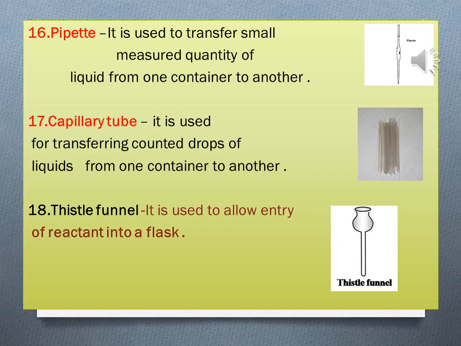Then after that next is thistle funnel. Now thistle funnel is used to allow entry of reactant into a flask. For example, whenever a chemical reaction takes place, you need reactants for the reaction to take place. So if any reactant is highly reactive in nature, so directly it is not reacting with the other compound. What we are doing, we are making use of thistle funnel. Thistle funnel you can see in the diagram has the opening on the top. So from that opening we are passing the reactant slowly, then it will react with the other reactant for the chemical reaction to take place.